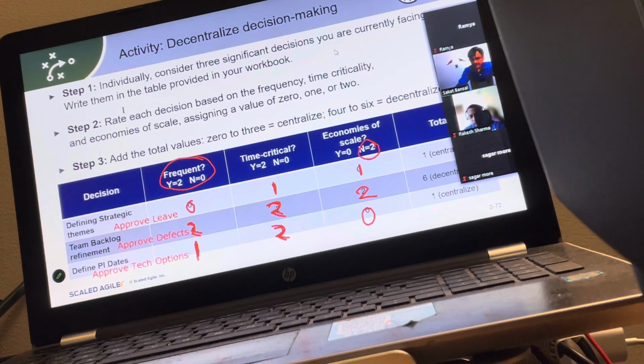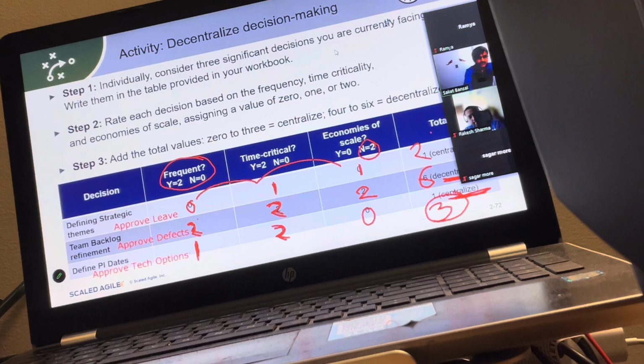Yeah. So if I play with this, again, it's a small framework. We can sum total it. We can say it is coming 2. Here it is coming 6. Here it is coming 3. So what it tells is that if you have anything less than or equal to 3, you probably keep it centralized. But if you have something which is coming more than 6, you better decentralize.